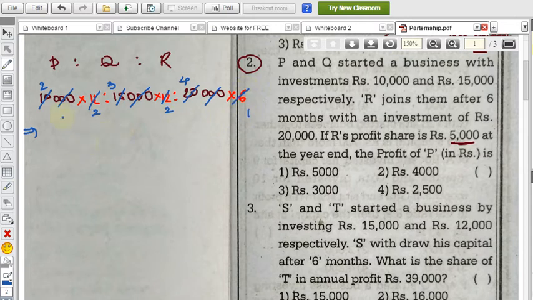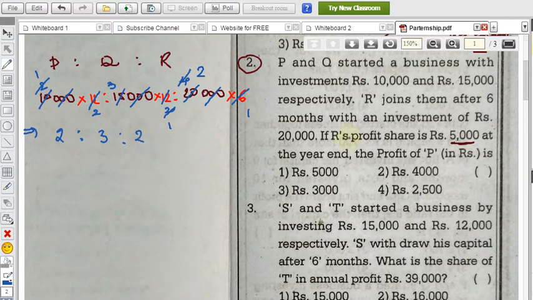And then what is left? Here 2 into 2, here 3 into 2, here 4 into 1. Still 2 1s are 2, 2 1s are 2, and 2 2s are 4. After the cancellations, what remains is 2 for P, 3 for Q, and 2 for R. So according to the ratio, P and R are getting the same amount.